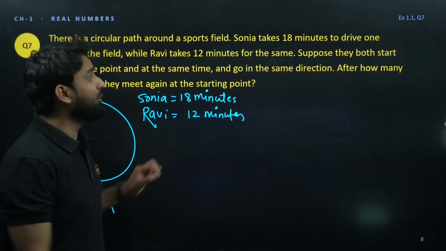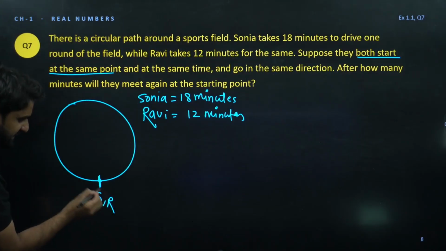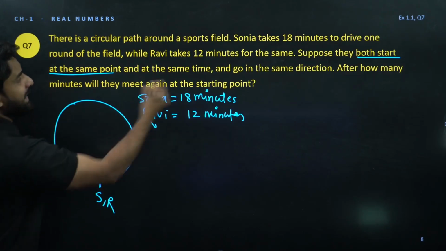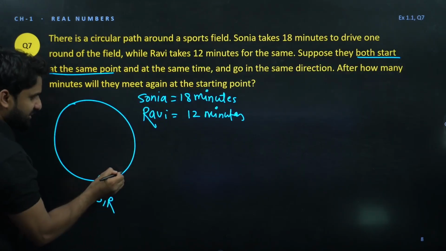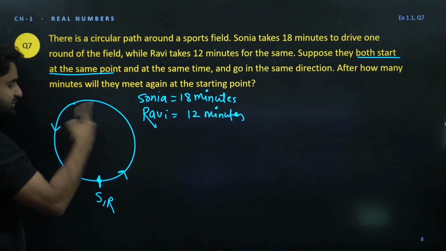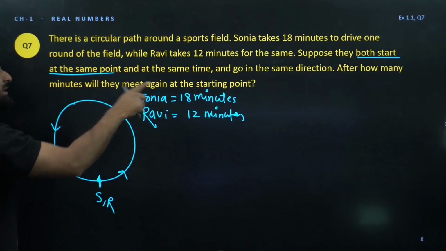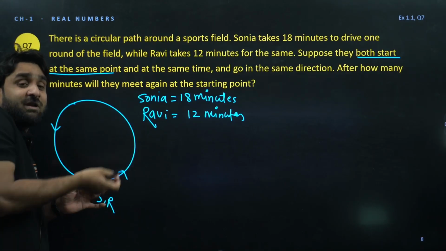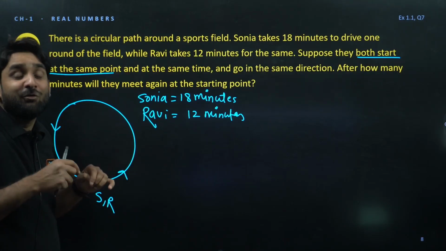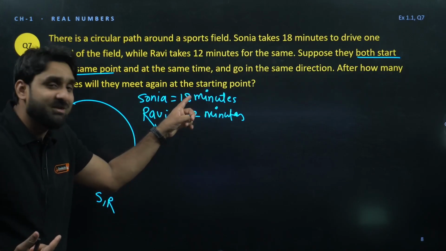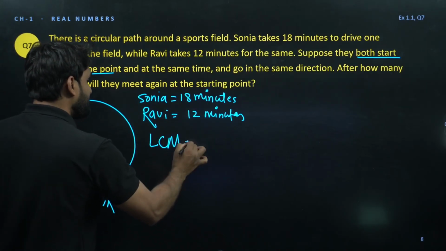Now read the question completely. Suppose they both start at the same point. So let's say they both start from here at the same time and go in the same direction. Direction is also the same for both. After how many minutes will they meet again? So the question is, after how many minutes they will meet again. So basically we are looking for the number which can be divided by this and divided by this. So here we want to calculate LCM.